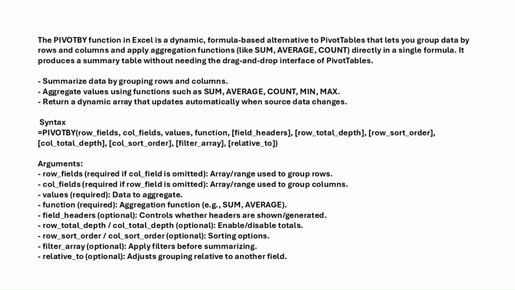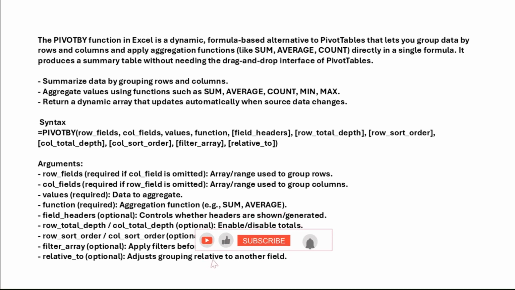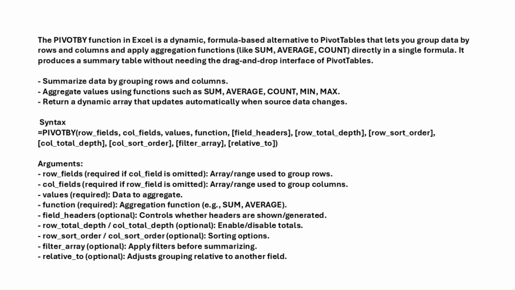Syntax: =PIVOTBY(row_fields, col_fields, values, function, field_headers, row_total_depth, row_sort_order, col_total_depth, col_sort_order, filter_array, relative_to) arguments. Row fields: required if col field is omitted, array or range used to group rows. Col fields: required if row field is omitted, array or range used to group columns. Values: required, data to aggregate. Function: required, aggregation function, e.g., sum, average.